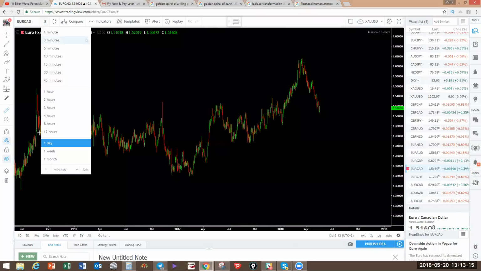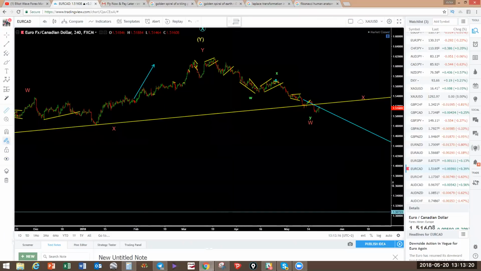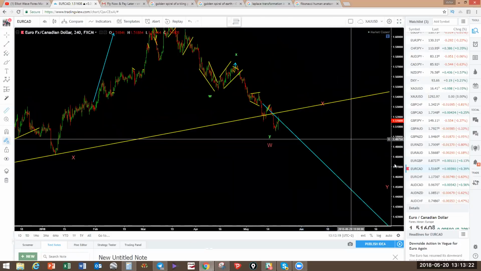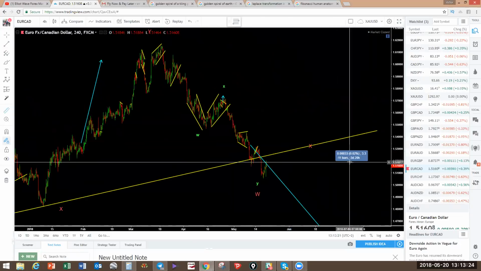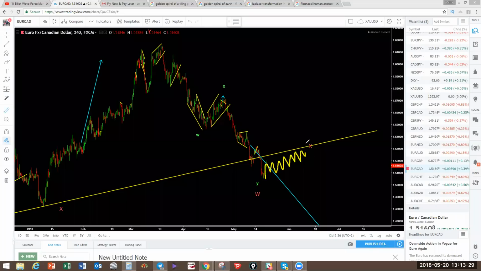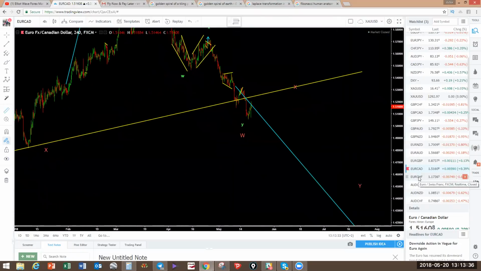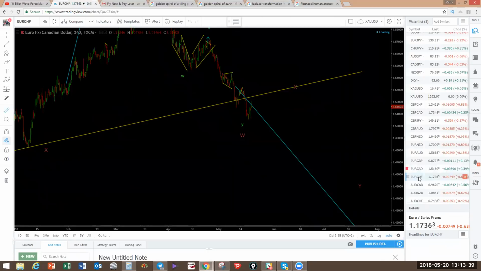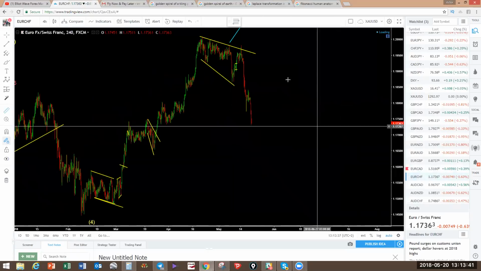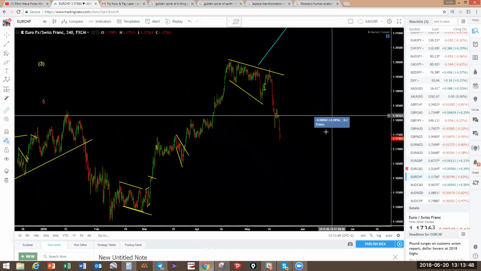Right, so let's go 4 hour and see how this is playing out. It's going down in 3 waves, so we expect that we're going to get a deeper correction in wave X for further down. So wait for a correction here. Okay. That's EURCAD, EURCHF. EURCHF, I wanted it to get one more up before it came down.